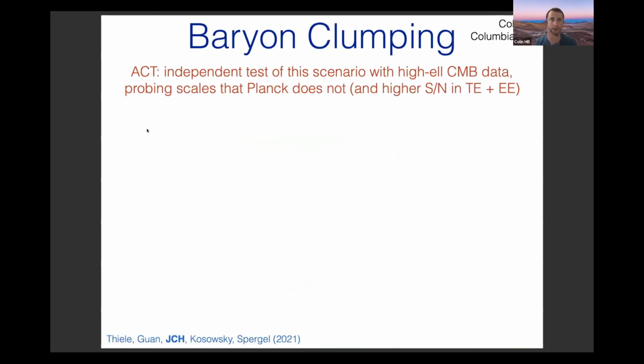Okay, so let's zoom then to the results. ACT is interesting in this context because it provides an independent test of this scenario with small-scale CMB data, and it probes scales that Planck does not, as I showed you earlier. And we also have higher signal-to-noise in the polarization fields.